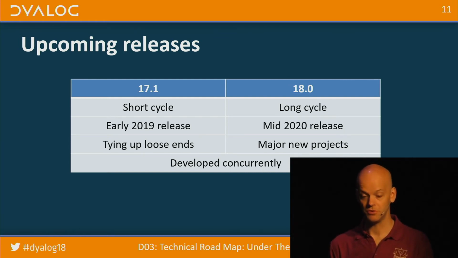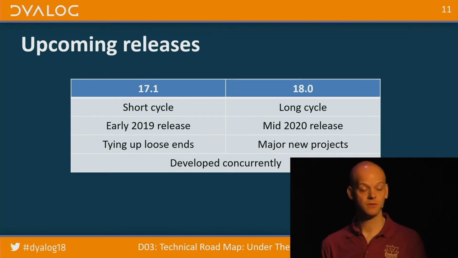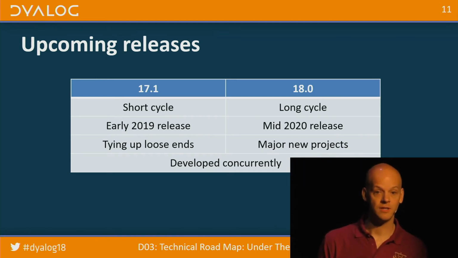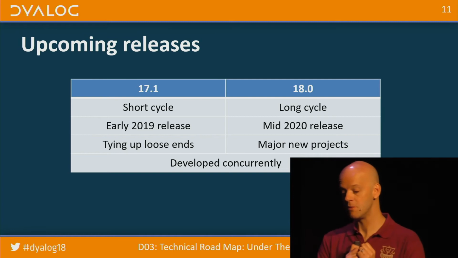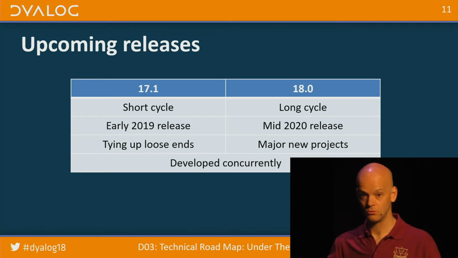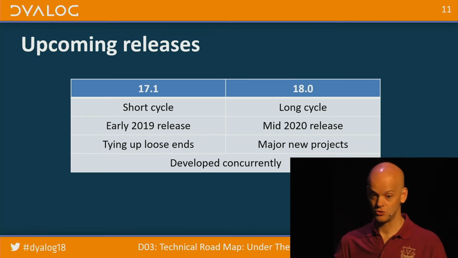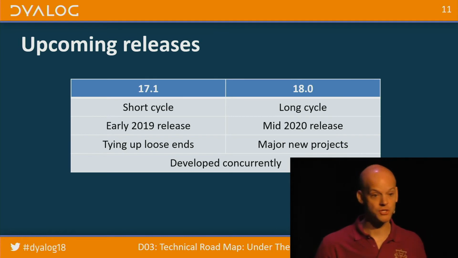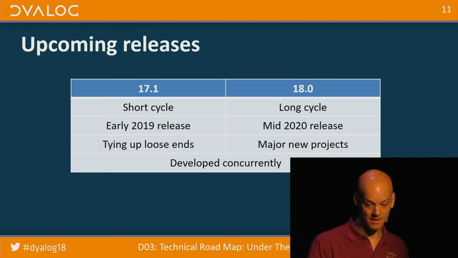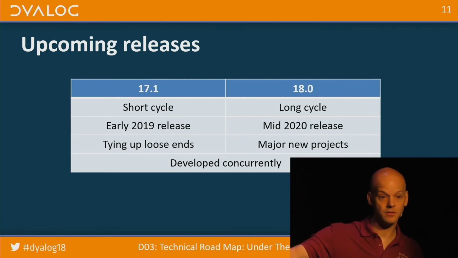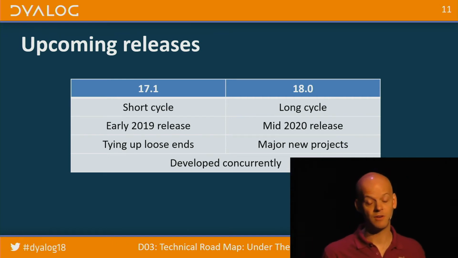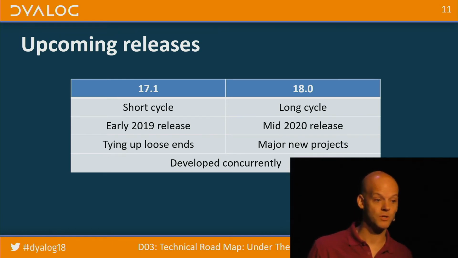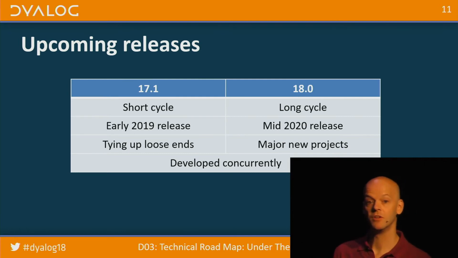Whereas version 18.0, because we're already starting to plan and implement stuff for 18.0 now, it gives us a much longer runway before release, and we're trying to plan some really ambitious new projects for 18. And the important thing about this is that these 2 releases are both being developed right now. We're developing them concurrently. So it gives us a long time to plan and implement some of the big projects we want to do for version 18.